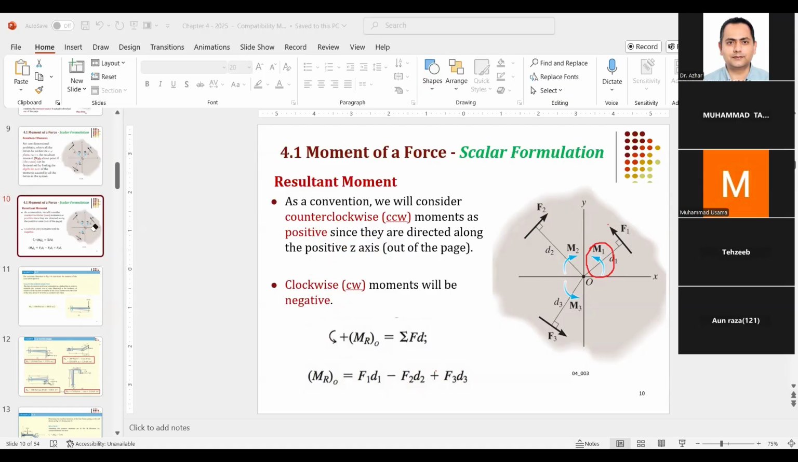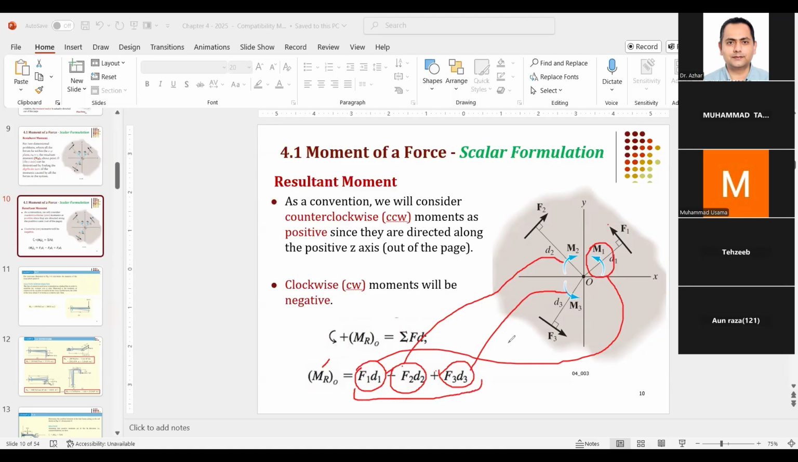So here, if counterclockwise is positive, you see how we are calculating the resultant moment. F1 into D1 is counterclockwise, so it is taken as positive. F2 D2 is clockwise and it is taken as negative, and F3 D3 is again counterclockwise, so it is taken as positive. So you add them algebraically, and whatever is your answer, that will be the resultant moment about point O. So you can algebraically sum the moments to find their resultant.